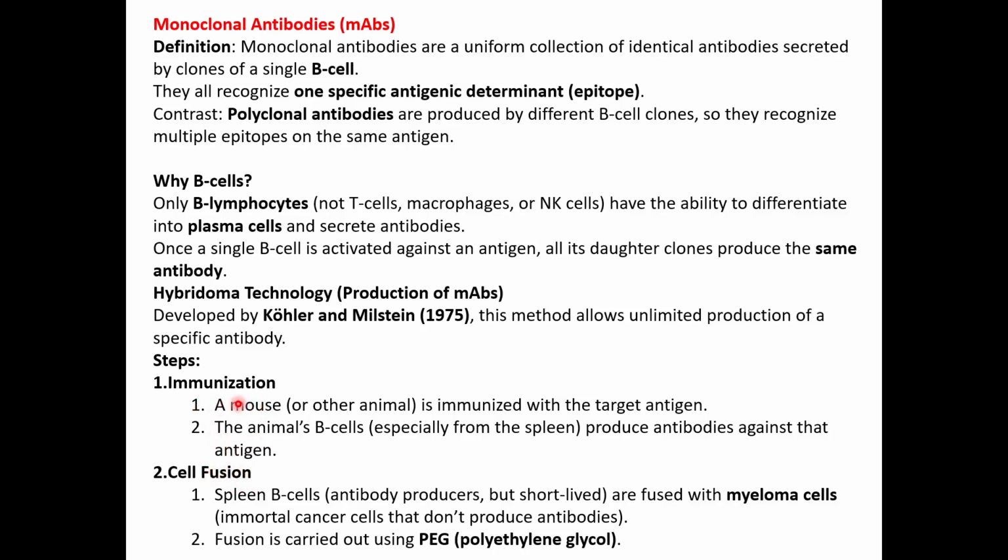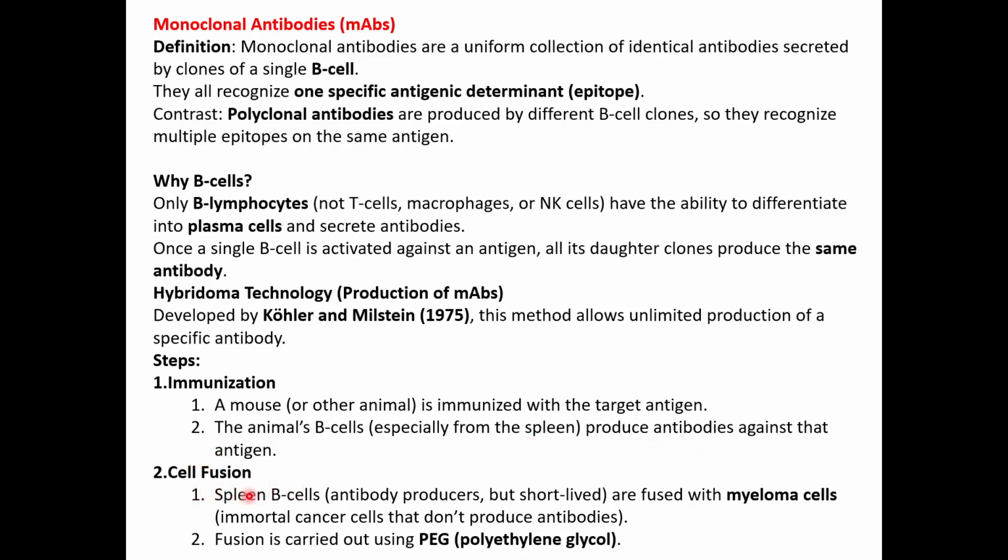First, you have to immunize an animal or a model. For example, with a mouse model, the mouse is immunized with the target antigen. The target antigen is injected into the mouse so that the mouse immune system will recognize the antigen and produce antibodies against it. The animal's B cells, especially in the spleen, will produce antibodies against the antigen.